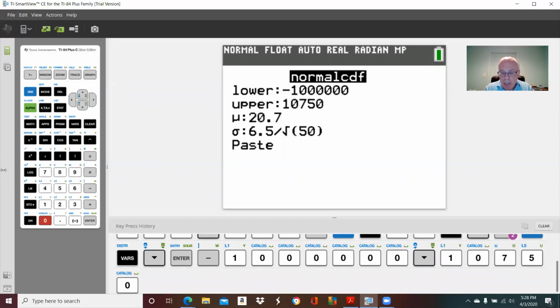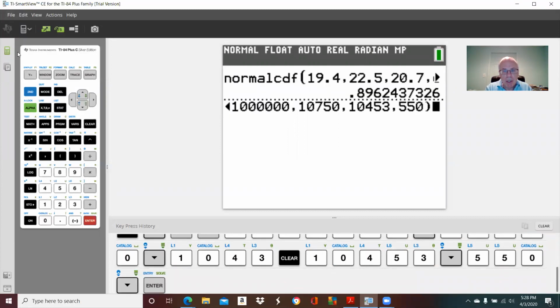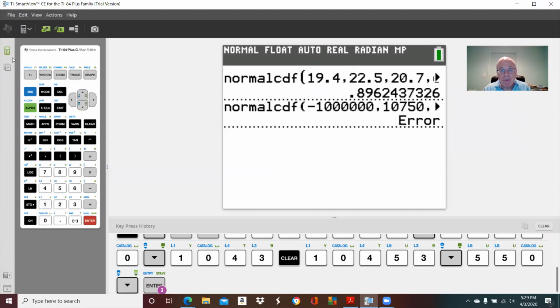Our mean of the sampling distribution is again 10,453. And our standard error, standard deviation of the sampling distribution in this case, is going to be 550. We already divided out the square root of n into this problem. Enter. This is what it would look like inside your parentheses for your TI-83 calculator. And oops, looks like I got an error, so I must have done something wrong. Oh, I know what I did wrong.